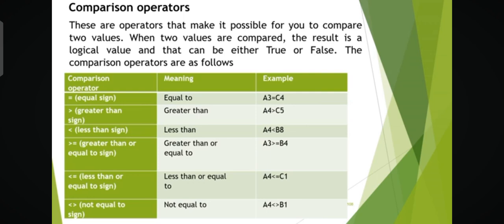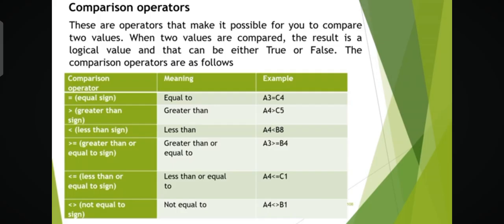Greater than sign says that the first value we are talking about, the one on the left-hand side, is greater than the one on the right-hand side, right? So the way we are looking at it, we assume that the value in cell A4 is greater than the value in cell C4 and C5. Okay. Then less than, which means that the value to the left of the operator, that is A4, is less than the value in B8.